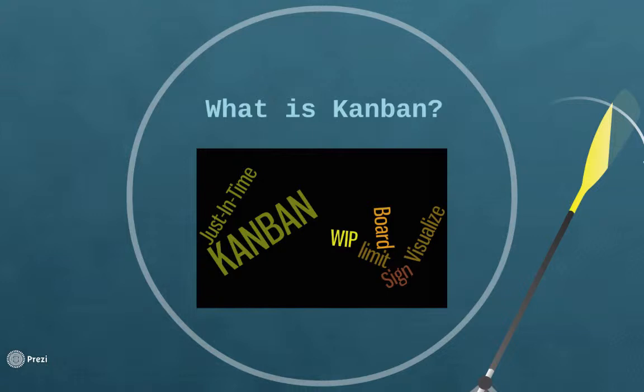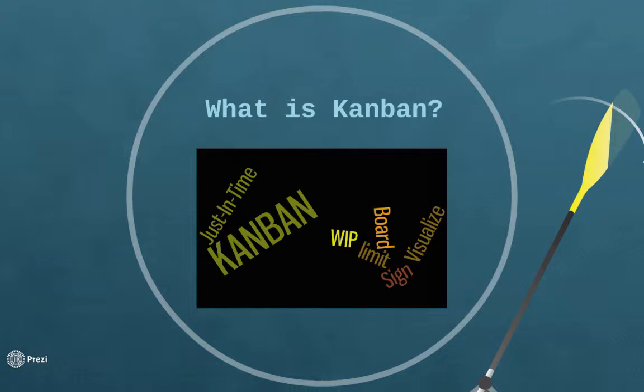Kanban has 6 core properties. First of all, it is used to visualize the work. Second, it limits the work in process. This is a key to reduce multitasking and focus on the work with a good level of accuracy. Third is manage the flow. You can monitor and manage the flow and make changes as needed.